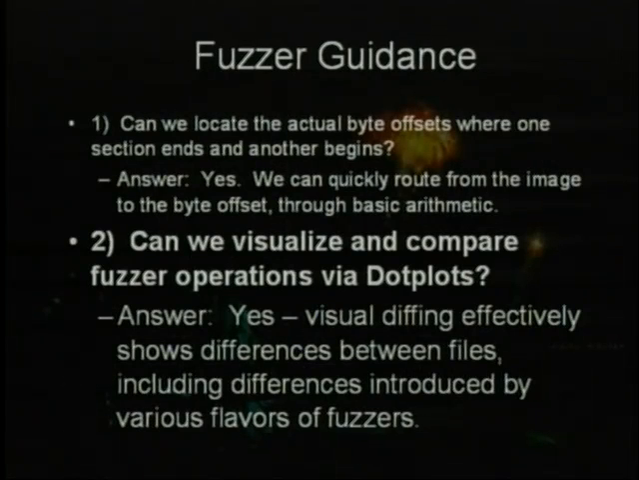So, can we visualize and compare fuzzer operations via dot plots? Yeah. Visual fuzzing actually does show differences between files, including the differences introduced by fuzzers. We can see exactly what's going on. The goal at some point is to have a fuzzing GUI, Visual Fuzzer 2007. You'll just see it as an image, be like, that looks cool. You'll highlight it, and that particular block will start turning all fuzzy and changing around. Whenever the code crashes, it'll turn red.